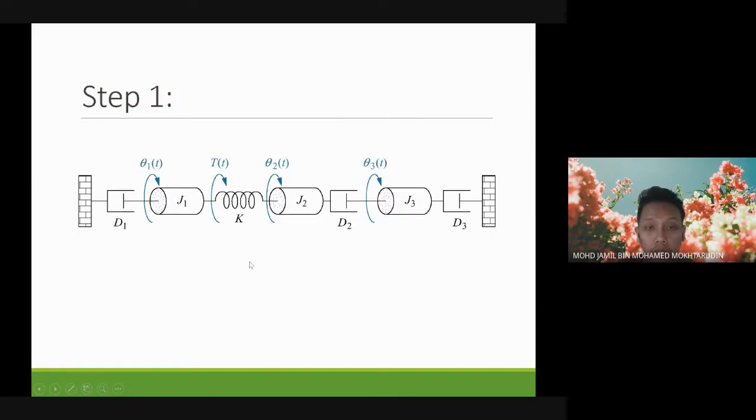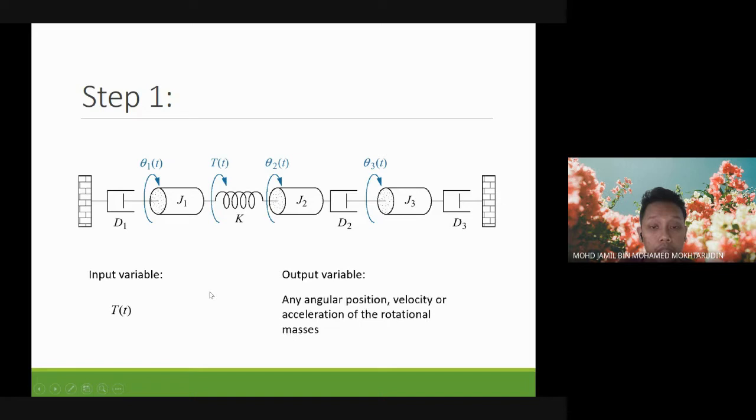Okay, so we look at step number 1, which is to define the input and output. The input is always the external force, so here it's the external torque T, and the output variable is any of the angular positions. So maybe theta 1 if you want to measure theta 1, or theta 2, or theta 3, depending on what the question wants.